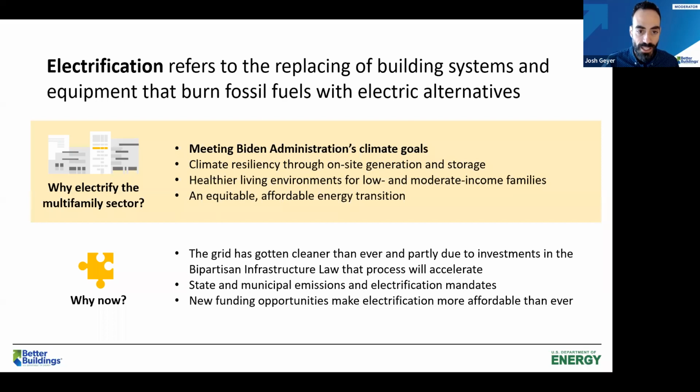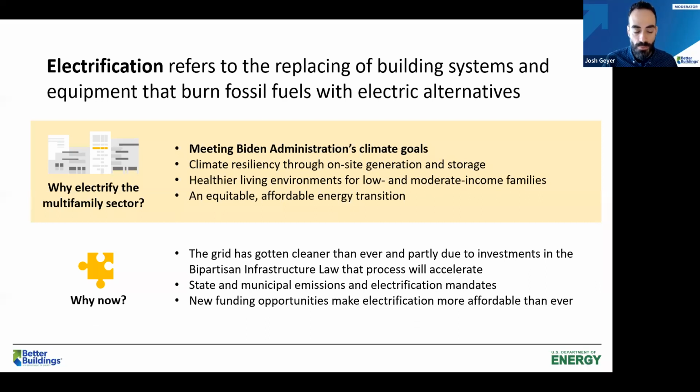States and cities have begun to set their own standards for emissions and the electrification of buildings. These are building performance standards. They've been adopted in many places with deadlines between 2035 and 2050, and more coming online every day, which will definitely move property owners to take this much more seriously and much more urgently.